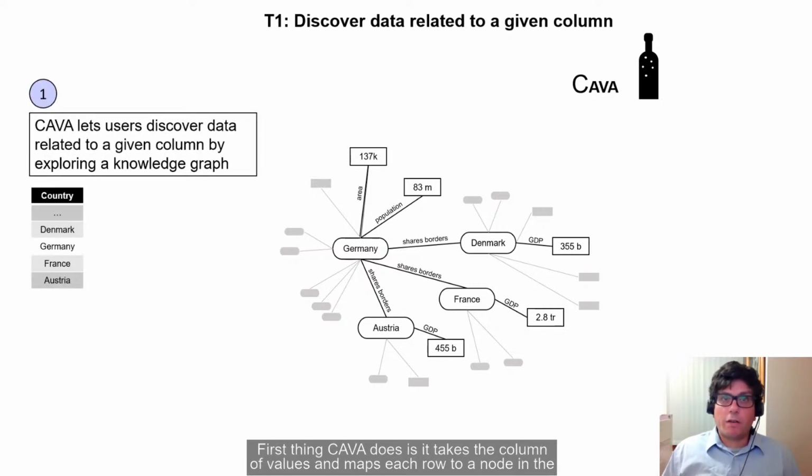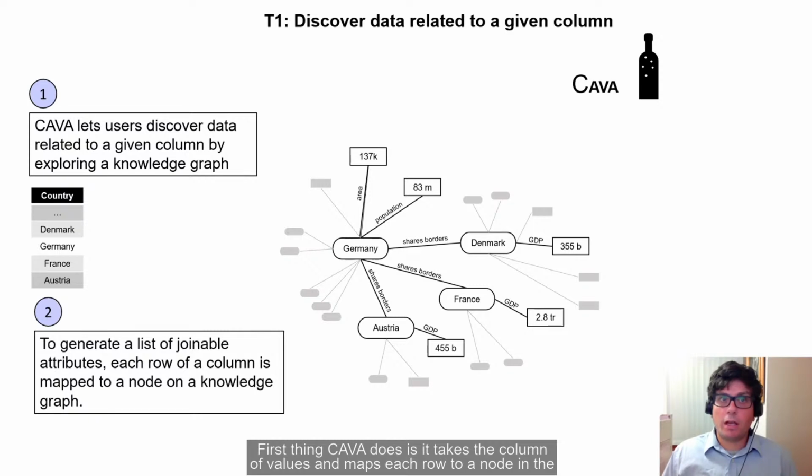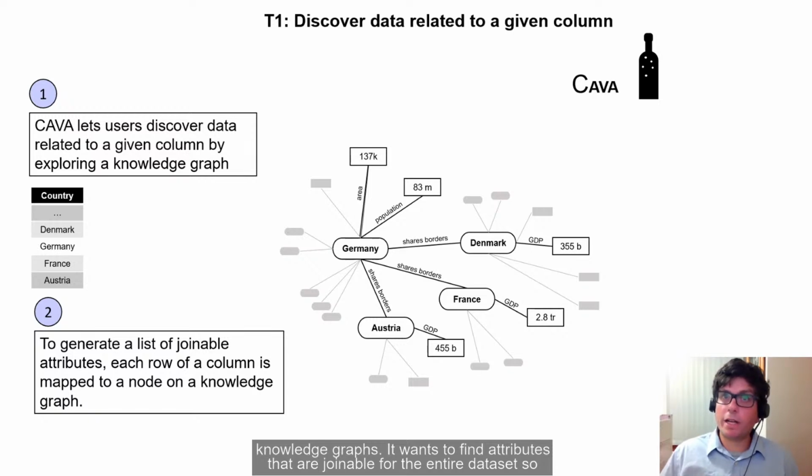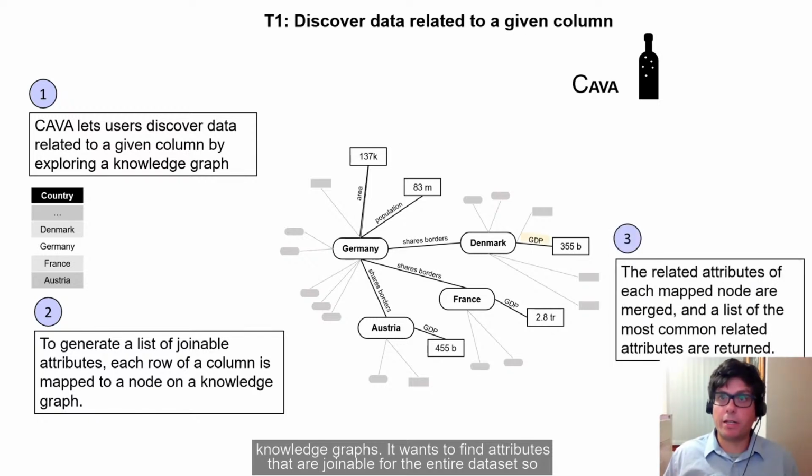So the first thing Cava does to discover data related to a given column is it takes the column of values and then maps each row of that column to a node on a knowledge graph, so these 4 nodes, and it wants to find attributes that are joinable for the entire data set.